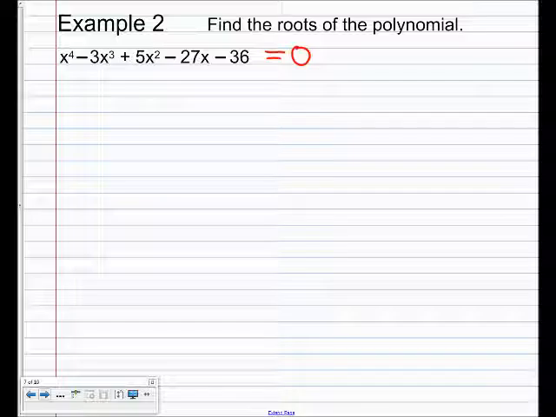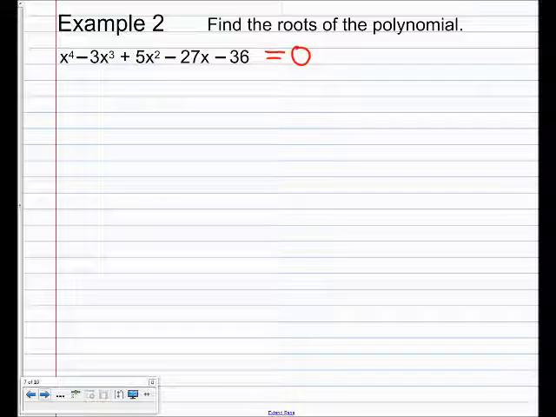I want to know a number that's going to make this 0. And right now, I could pick any number I wanted. But instead of doing that, I first want to use that theorem I just taught you to narrow it down. So I'm going to use the rational root theorem to narrow it down to possible answers. So first, where do I look? First, I look at 36. What are the factors of 36?